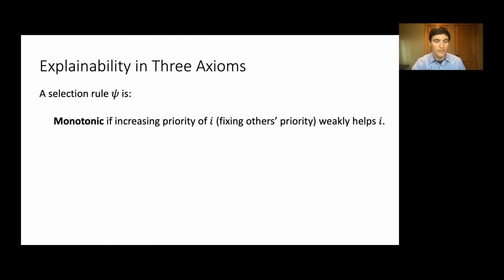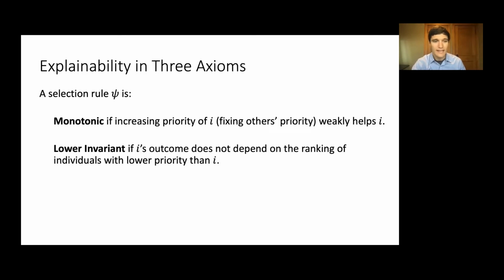So that's the first axiom. The second axiom is what I'm going to call lower invariance. This says that if I look at some individual I, and a particular priority order for the applicants, and I'm trying to decide whether I should get selected or not, this is only going to depend on the ranking of people above I. If I shuffle the rankings below I, that's not going to change I's outcome.